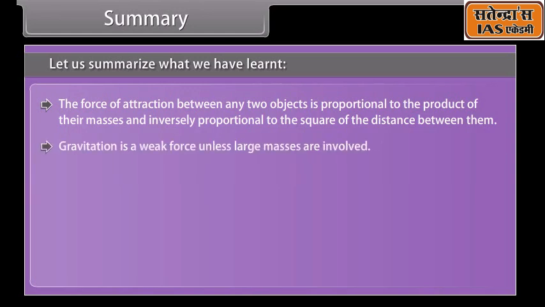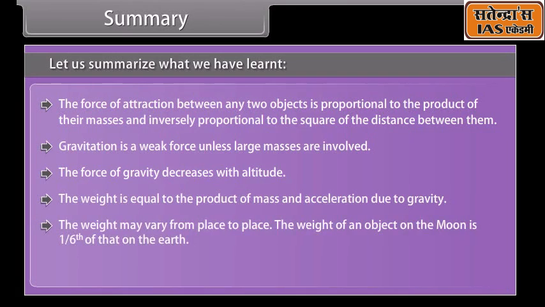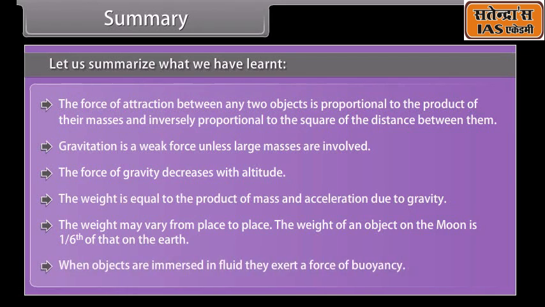Gravitation is a weak force unless large masses are involved. The force of gravity decreases with altitude. The weight is equal to the product of mass and acceleration due to gravity. The weight may vary from place to place. The weight of an object on the moon is 1/6 of that on the earth. When objects are immersed in fluid, they experience a force of buoyancy.